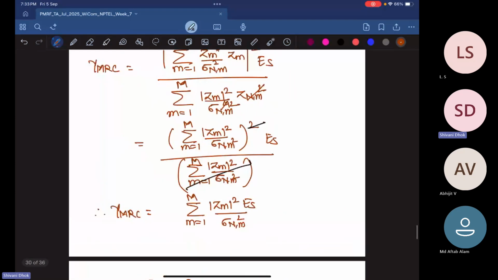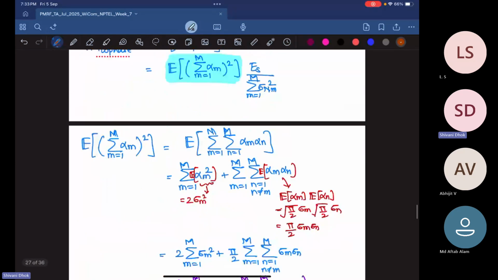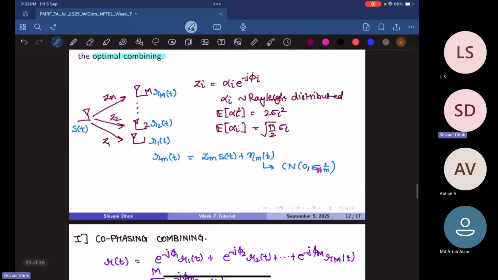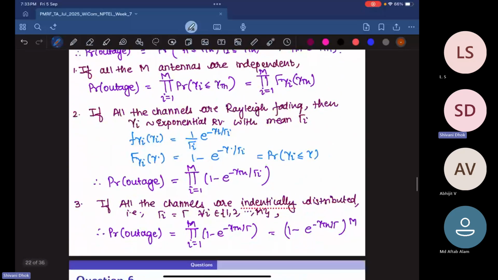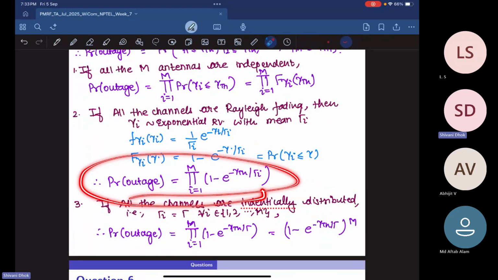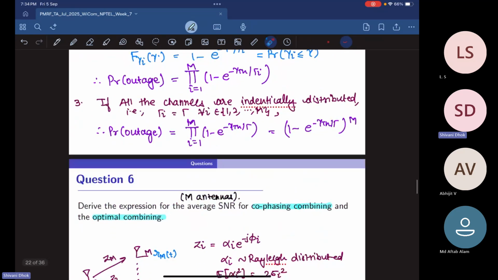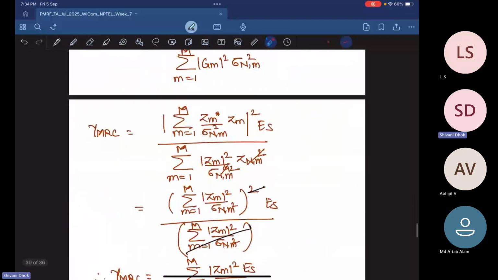Let us first go back and see the outage probability expression that we had written for selection combining. This was the outage probability for the Rayleigh case. So let us take up from this point, from question 5.